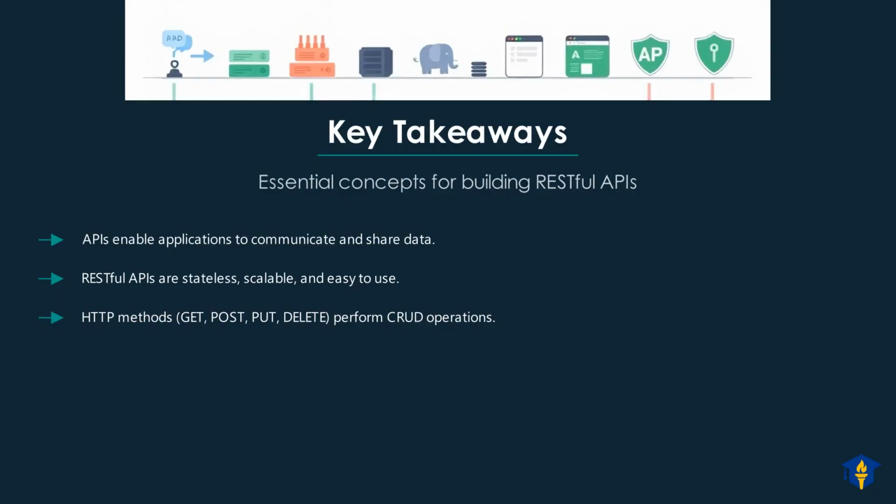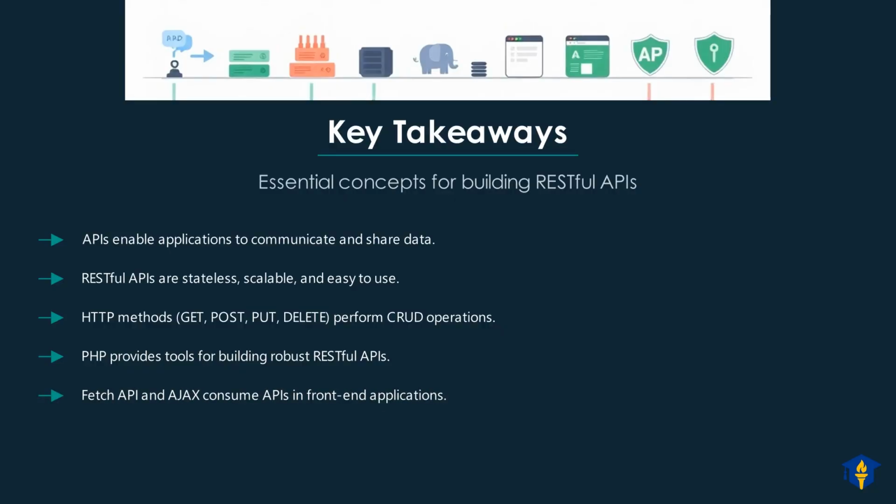HTTP methods like GET, POST, PUT, and DELETE are used to perform CRUD operations on resources. PHP offers robust tools and frameworks for developing powerful and efficient RESTful APIs. The fetch API and AJAX are primary methods for consuming APIs within front-end applications. JWT and OAuth 2.0 are crucial authentication mechanisms for ensuring strong API security.